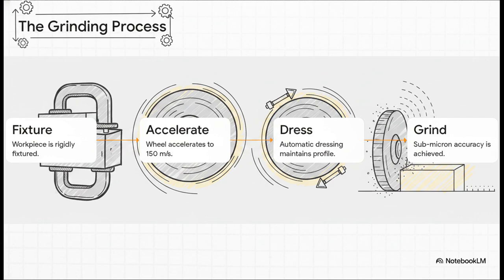These massive machines pull off an incredible mechanical dance. The workpiece is locked down with absolute rigidity. The wheel accelerates to speeds up to 150 meters per second. Guys, that is over 330 miles per hour. As the wheel gently touches the part, sensors are monitoring the acoustic emissions and power draw. Automatic dressers sweep in to maintain the wheel's profile, syncing the rotation of the part and that blazing fast wheel to gently shave off material at the microscopic level until submicron accuracy is finally reached.